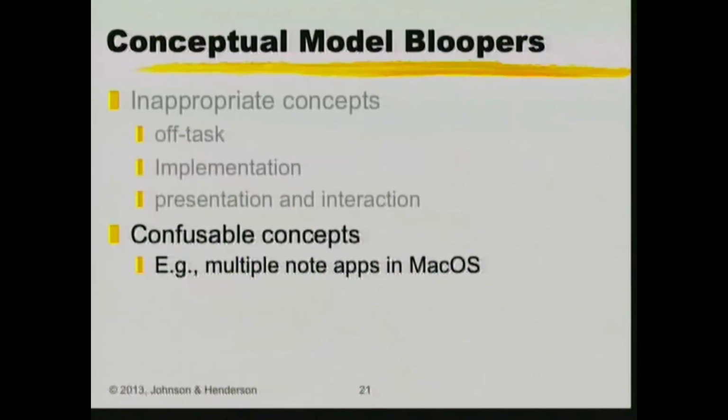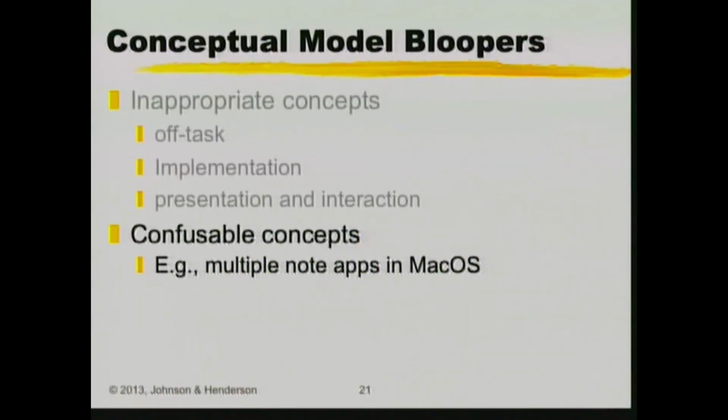So we have inappropriate concepts, and then we have confusable concepts. For example, on Macintoshes, confusable concepts is actually one of the bloopers in my GUI bloopers book, which is concepts that are so close to each other in functionality or in the user's mental model that the users are going to think they're the same thing. How many of you have seen applications that had that kind of thing going on?